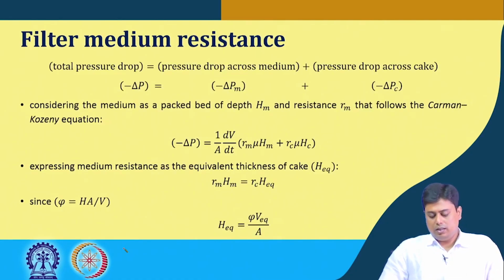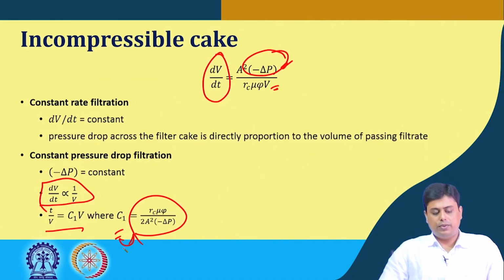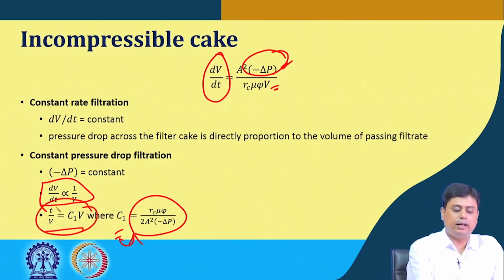That means this is the time that is required to have a certain volume of filtrate pass through the filter media under a constant pressure drop condition. This relation gives that required time, T by V, from this calculation.